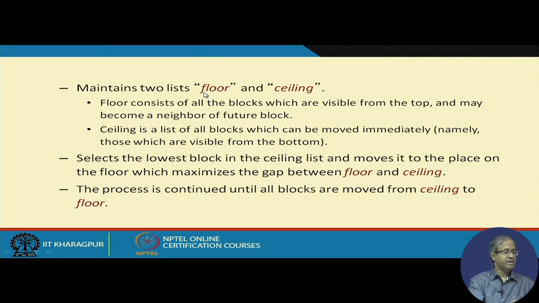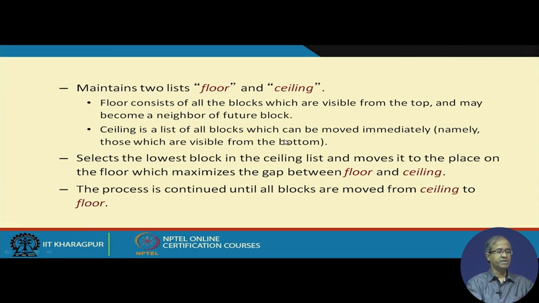Visible means what? There is a path along which you can move it towards the direction from where you are viewing. Because there is a path, you are able to see it. There is some space in between. Okay. Similarly, there is a list called ceiling, from the other side. If you look from the other side, you see the blocks which are visible. So, floor consists of all the blocks which are visible from the top. Ceiling is a list of the blocks which are visible from the bottom.